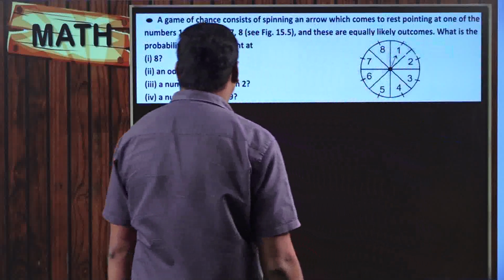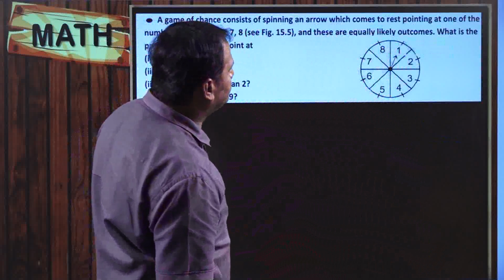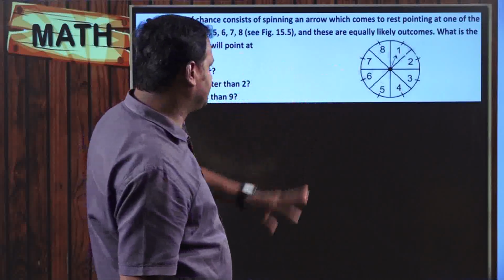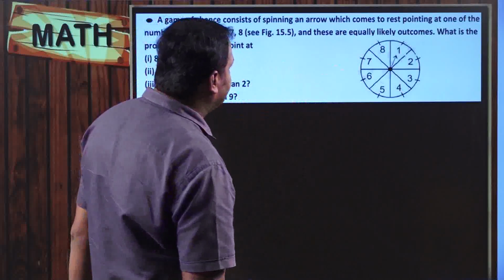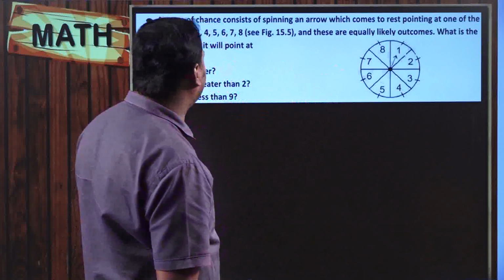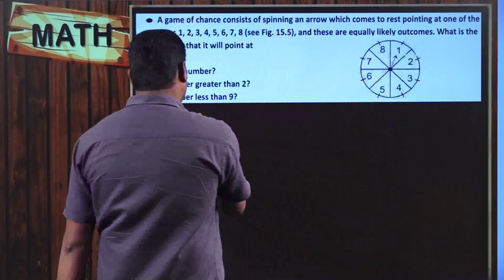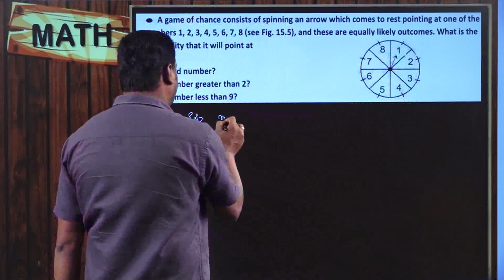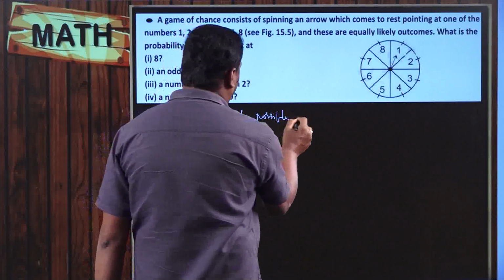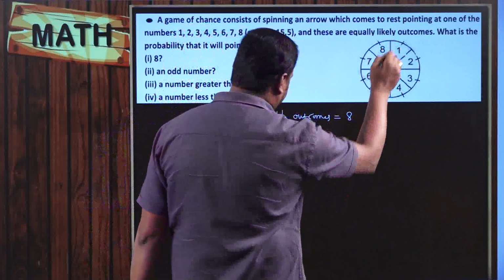So this way we can easily answer the problem. So moving on to the next one. A game of chance consists of spinning an arrow which comes to rest pointing at one of the numbers 1, 2, 3, 4, 5, 6, 7, 8, of course in the figure, and these are equally likely outcomes. What is the probability that it will point at 8? See how many numbers are there totally? There are 8 numbers. So with this we can understand the number of possible outcomes is equal to 8, because there are 8 numbers.